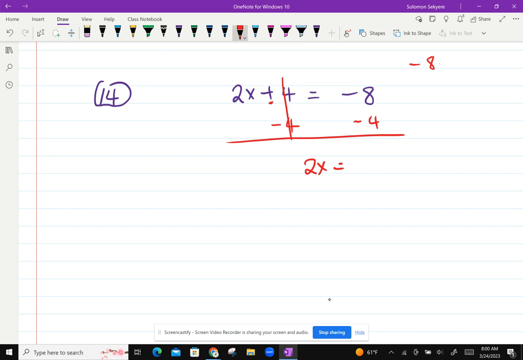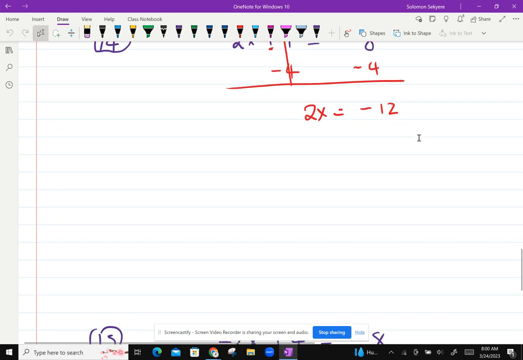What is negative 8 minus 4? I have a negative number and I'm subtracting 4. I'll get what? Negative 12, right? You need to really practice this. I have students in 10, 11, 12 grades still struggling with this because they did not master it when they were in primary and middle school.